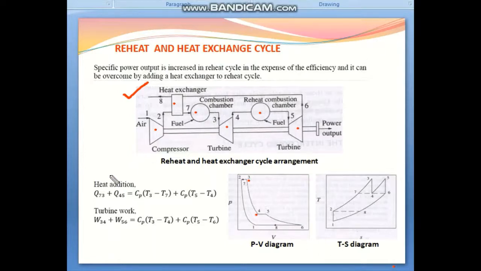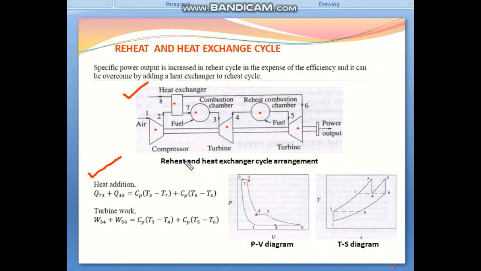So the heat addition: the first heat addition is 7 to 3, in the first combustion chamber, Q7-3, and the second heat addition is 4 to 5, that is Q4-5. So that equals Cp(T3 minus T7) plus Cp(T5 minus T4).